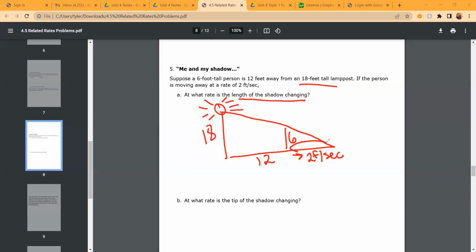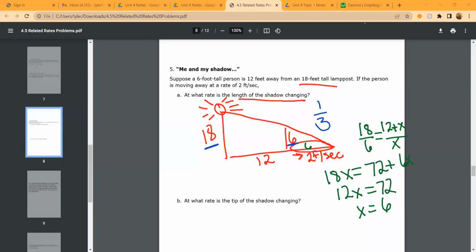So we kind of need to know this piece, right? And we know the rate that we're dealing with, but we don't know the rate of the length of the shadow. So again, we have similar triangles here. And that's really nice to deal with, because if this is 18 and this is 6, then we realize that the heights have a ratio of 1 to 3, and this 12 is probably going to throw us off.